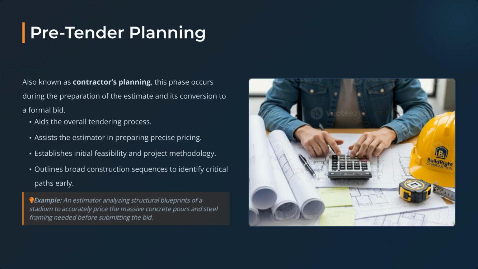Let's start with the first phase, pre-tender planning. You can think of this as the, quote, contractor's planning phase. This occurs right in the middle of preparing the project estimate and converting that estimate into a competitive bid. The main goal here is to aid the tendering process and assist the estimator in preparing a highly accurate price. For example, if a contractor is bidding on a new highway overpass, this is the stage where they calculate exact labor and material costs to ensure their bid is competitive enough to win, but realistic enough to turn a profit.